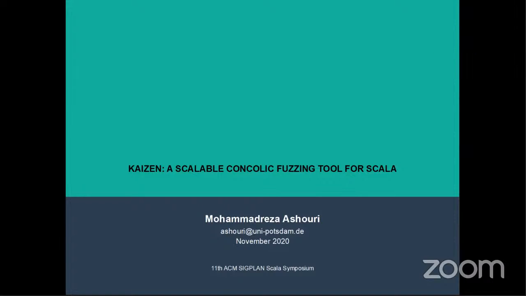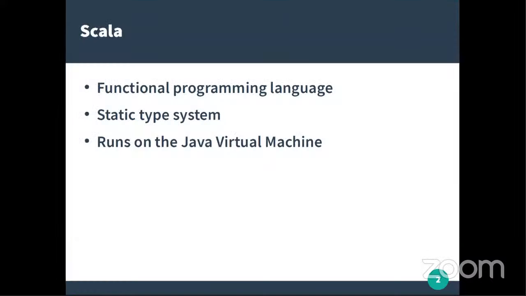Hello, everyone. My name is Mohammad Reza Ashuri, and I'm from University of Potsdam. In this presentation, I'm going to introduce Kaizen as a scalable concolic fuzzing tool for Scala. Scala is, as you know, a general purpose language that supports functional programming and has a powerful static type system. The main compilers run on the Java Virtual Machine or JVM. In addition to JVM, it's possible to write Scala programs for web browsers using a specific compiler called Scala.js. Also, Scala Native is another compiler that targets the LLVM infrastructure.